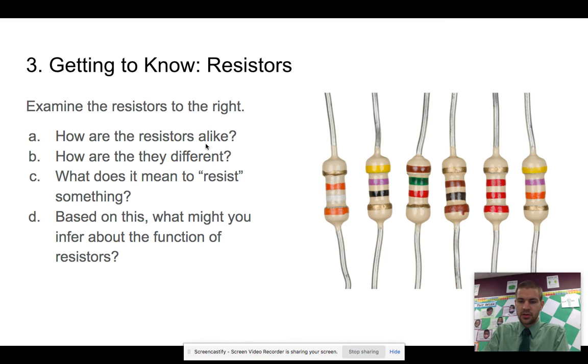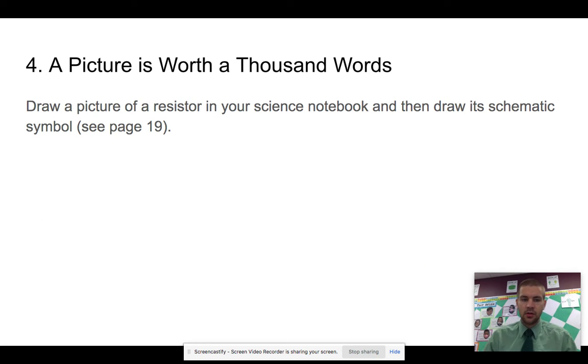Getting to know resistors. So here we've got a picture of several different resistors. So you're going to tell me how they are alike, how they're different. What does it mean to resist something? Based on what it means to resist something and how these look, you're going to tell me what you believe the function of resistors in this context is. Next, you're going to draw a picture of a resistor, so you can look at what it looks like here. And then you're going to draw a schematic. If you don't remember what the schematic symbol was, you're going to go to page 19.